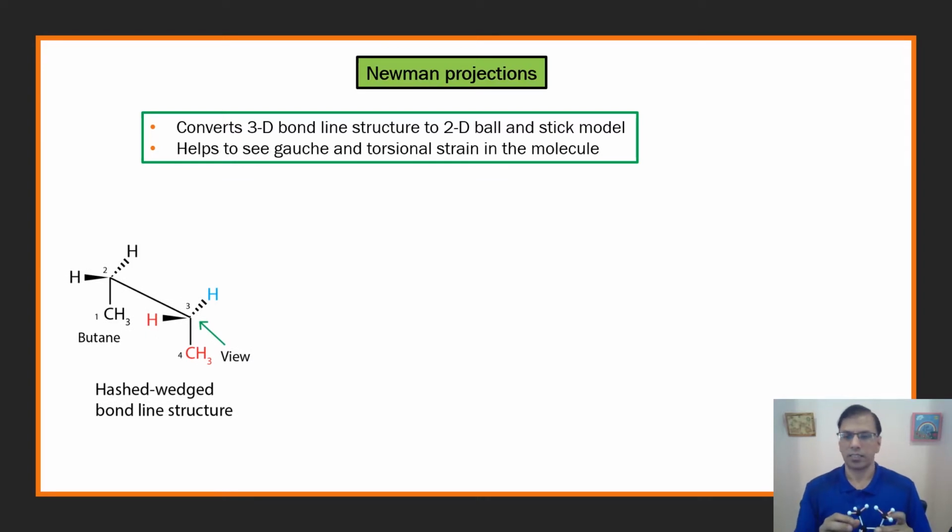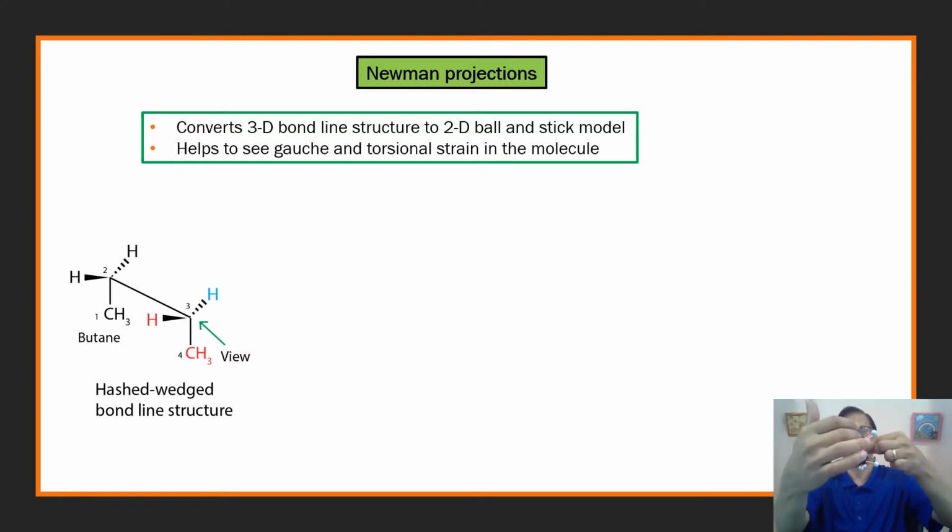So let's consider a simple example like butane. You can see this is butane, 1, 2, 3, 4, 4 carbon atoms. The two methyl groups are on the same side. So what we'll do is we'll rotate it along this carbon bond, and you'll have something like this.